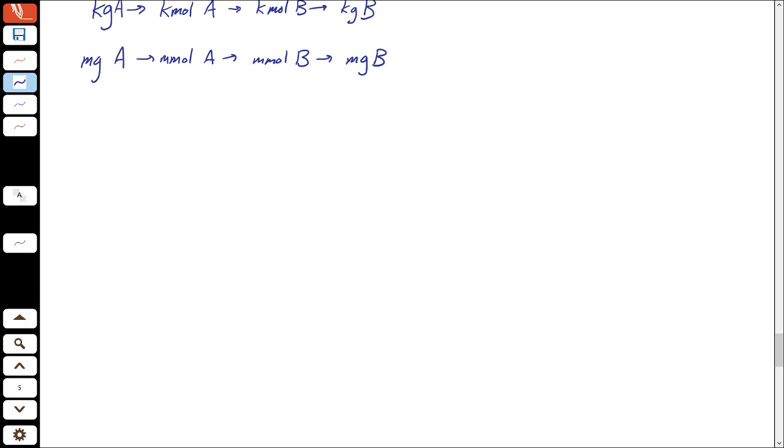All right, the last thing we're going to do with respect to this stuff is solution concentration and stoichiometry.